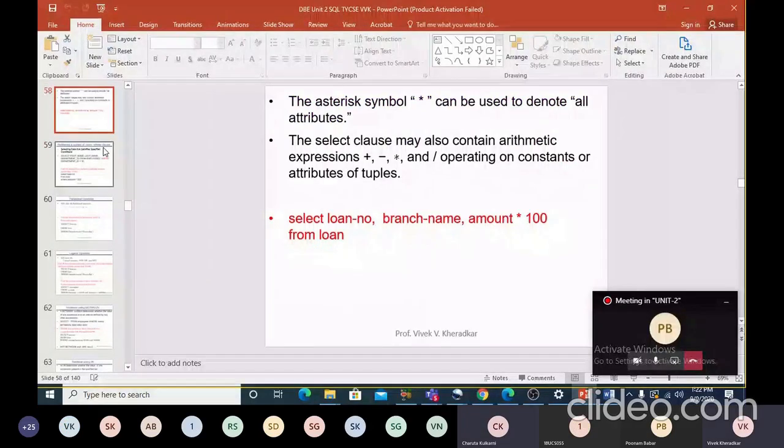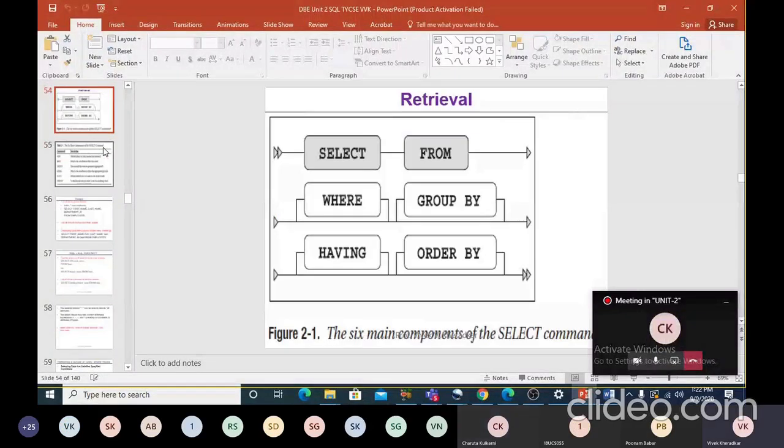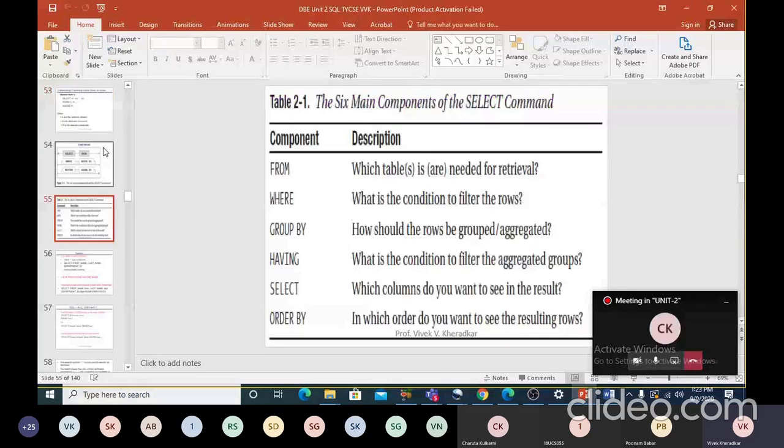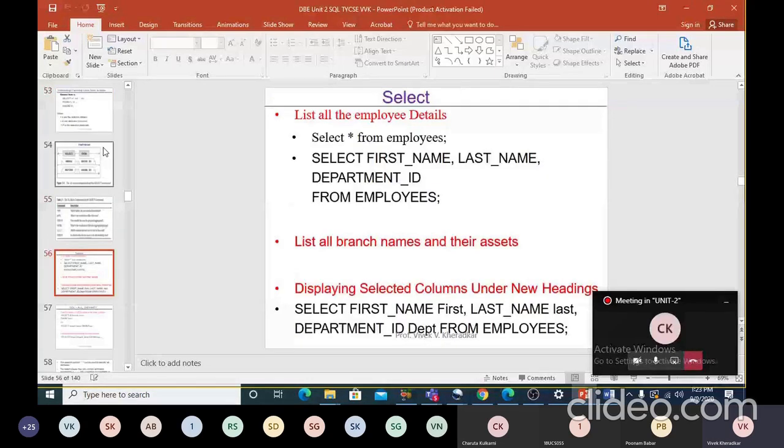So in the last lecture, we discussed how to retrieve data from the table, for which three basic clauses are required: select, from, where. But actually, only two basic clauses are required: select and from, and where is the optional part. As you know, select represents from which column you want to retrieve the result. From consists of from which table you want the result, and where consists of any condition while retrieving the data. Okay, so we have discussed the select part.